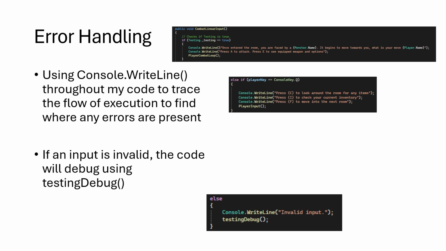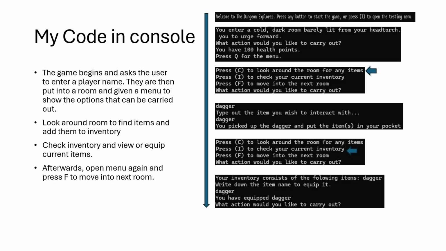For my error handling, I used both console writeline and testing debug in my code. These checked for invalid inputs and errors. Also, the use of console writeline throughout the entire code allowed the checking of errors through the flow of execution, which made error checking a lot easier as breakpoints could be used to better identify where any errors are present. Also, the built-in debug feature in VS Code 22 meant that my code would not run if any errors were present that would affect how the code ran, and would identify where the potential issue may be.